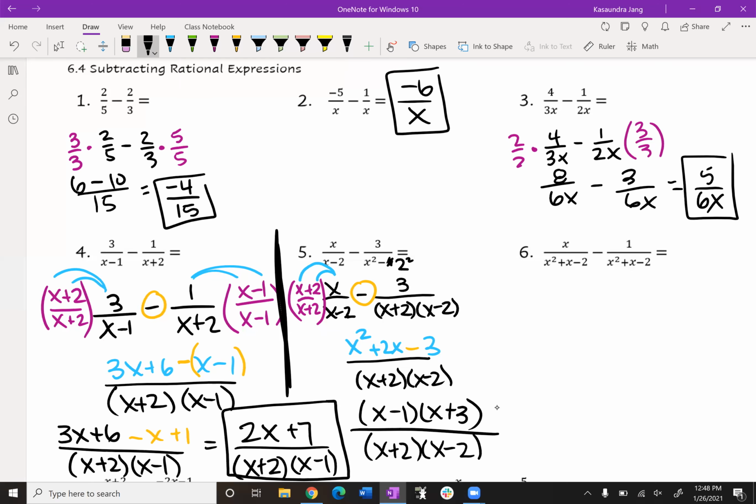Can I divide out any of these? Oh, none of them are the same. This is as good as it's going to get right here. That's my factored form. Okay, do I have any questions on number 5?